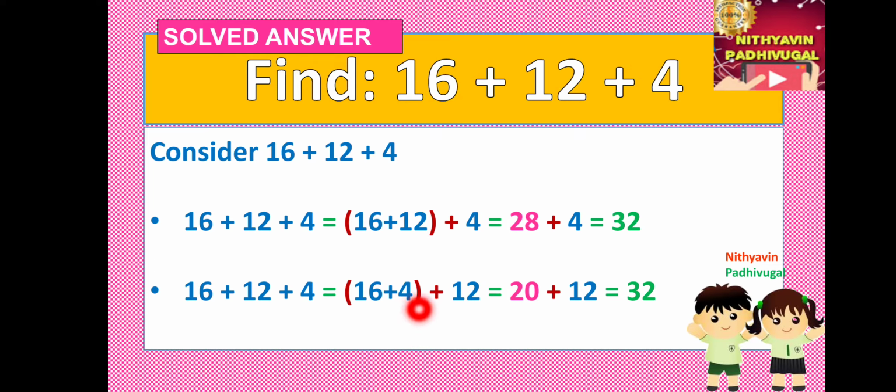Now 16 plus 4. 6 plus 4 is equal to 10. 0 in ones place. 1 is carried over, and that will be added with the already existing 1 in tens place. So 1 plus 1 is equal to 2. So 16 plus 4 is 20. And then we have the third number 12, which is to be added with 20. 20 plus 12: 0 plus 2 is equal to 2. 2 plus 1 is equal to 3. 32. So both the answers are the same.